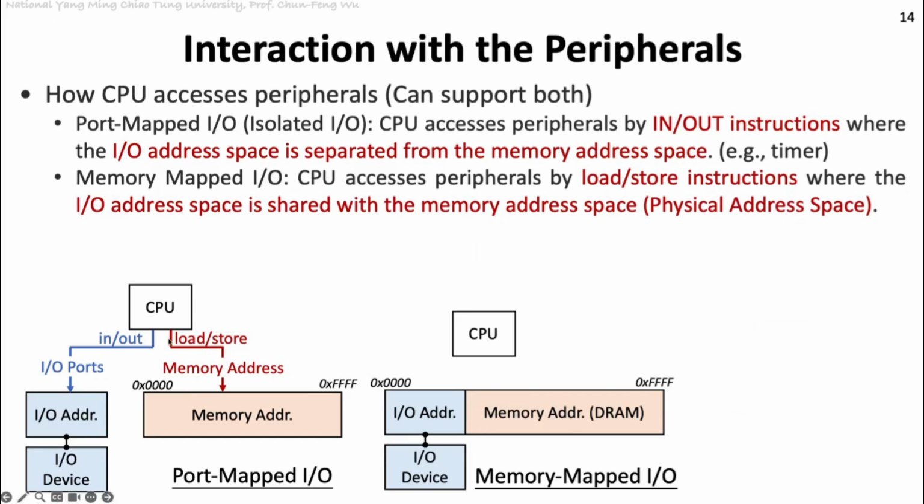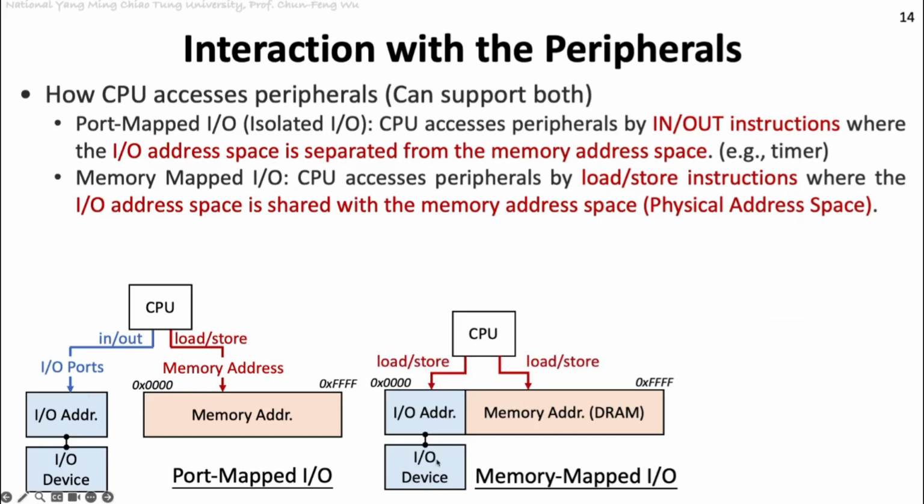On the left, if you have 4 GB, a 32-bit system, then you can use 32 bits to address the memory address space, and for the I/O addresses we use another address space. Because you are using another address space, you need extra instructions. You need to let your CPU support different instructions. With the right-hand side, memory mapped I/O, for both I/O and memory addresses, you can use the load and store instructions.